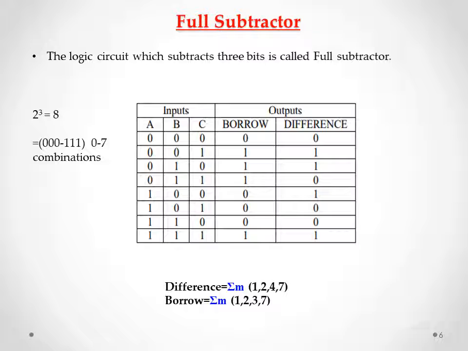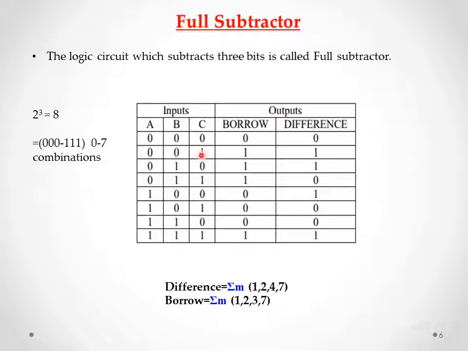The 0 to 7 combinations are 0 0 0, 0 0 1, 0 1 0, 0 1 1, 1 0 0, 1 0 1, 1 1 0 and 1 1 1. Now, first we are going to subtract A minus B, the answer minus C. So the first bit combination is 0 0 0, so the outputs are 0 and 0.